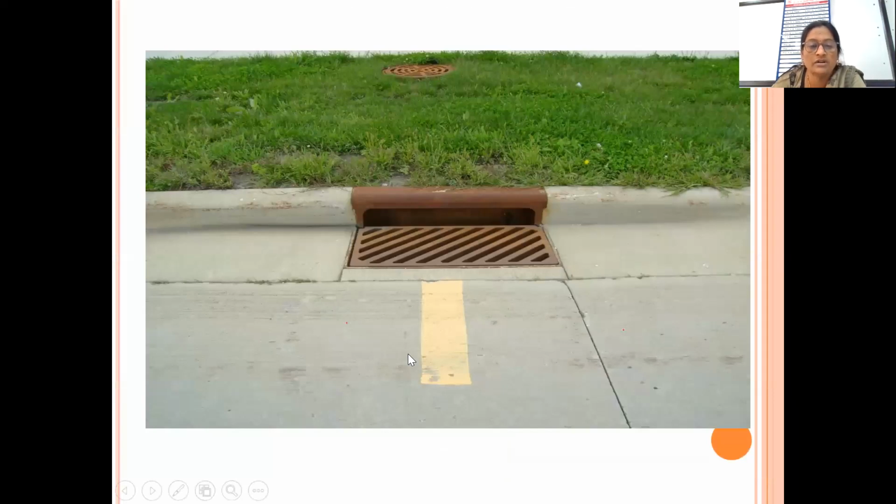So inlet. Someone asked me that day, madam, that combined type of vertical sewer and horizontal sewer I have shown to you, but combined sewer I have not shown to you. Here is the example of combined sewer. You can see here, this is a vertical and this is a horizontal. This is coming together. This is known as the combined sewer.